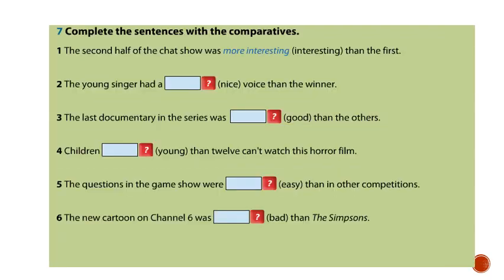Exercise 7. Complete the sentences with the comparatives. The first is done for you. The second half of the chat show was more interesting than the first. Here, in brackets, we have the adjective interesting. How many syllables is this adjective?